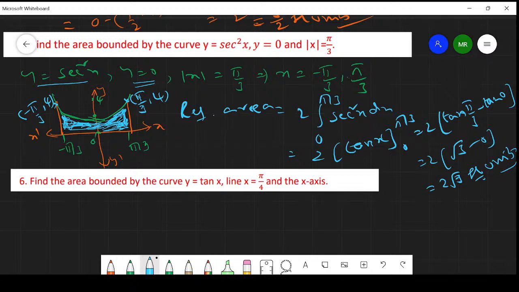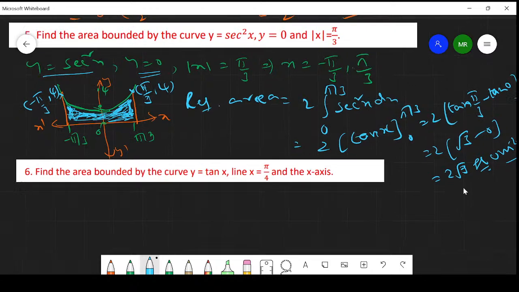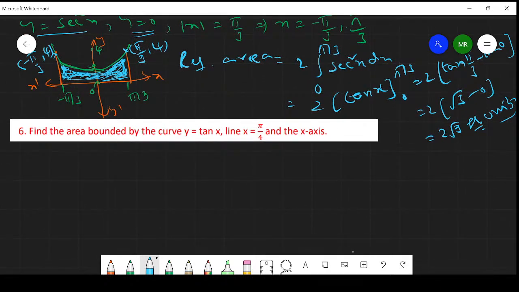Now I will explain with the sixth one. Find the area bounded by the curve y equal to tan x, the line x equal to pi by 4 and the x-axis. Now check, they have given the curve y equal to tan x, the line x equal to pi by 4 and the x-axis. This is a simple one, not that much difficult. When finding this area, I can draw here.